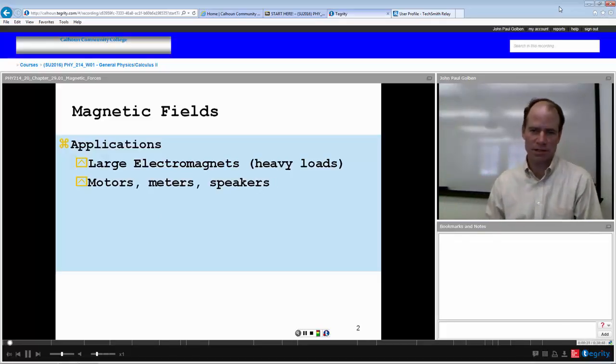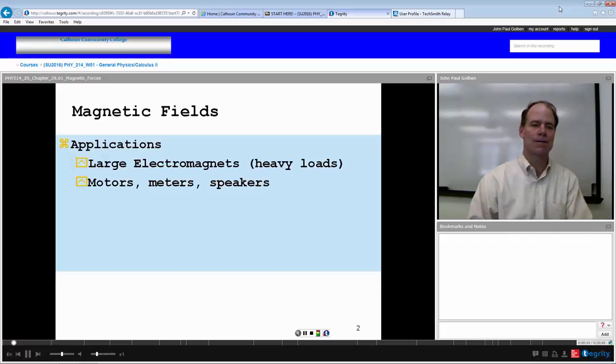Motors, meters, speakers, all operating on the principle of induction and associating the mechanical torque with the induction of a magnetic field. These devices, many of them designed originally by Tesla himself, and many of those original designs still work beautifully.